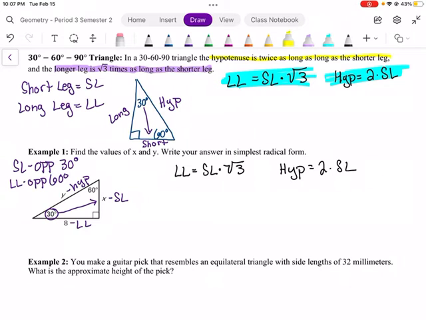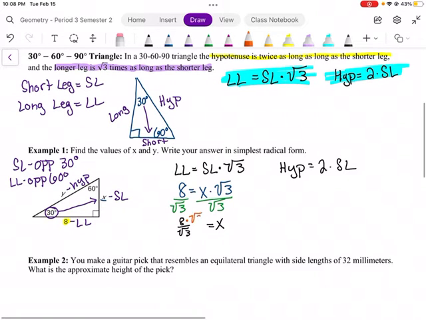So if we start with our longer leg formula, we know our longer leg is 8, which equals our short leg, x, times the square root of 3. This gives us enough information to solve for x. And again, they want us to give our answers in simplified radical form. So we're not going to type this into our calculators. But we are going to rationalize our answers because we can't have that square root in the denominator. So for this, we're going to end up with 8 square roots of 3 over 3. And that will equal x.